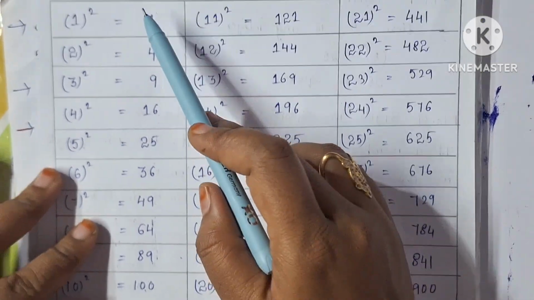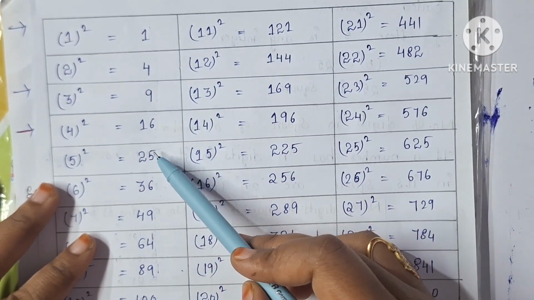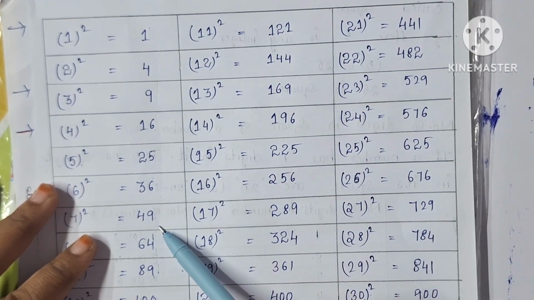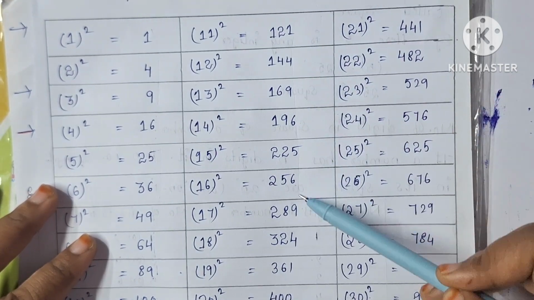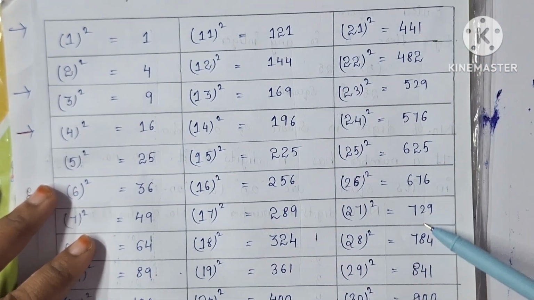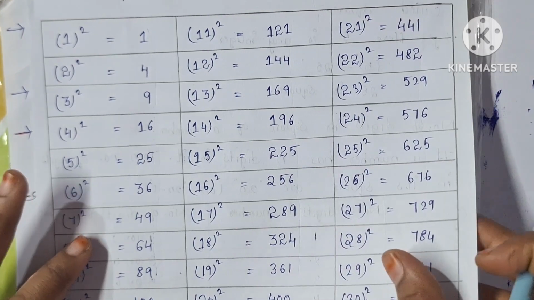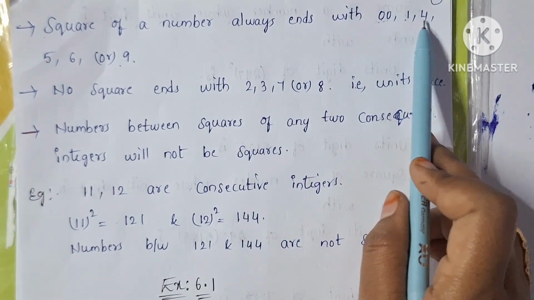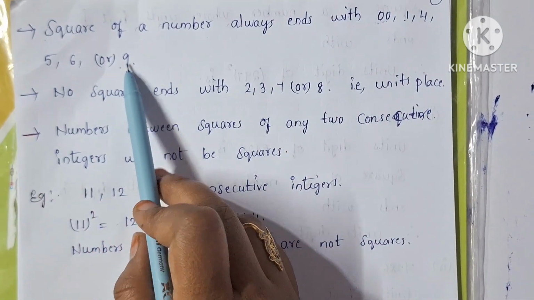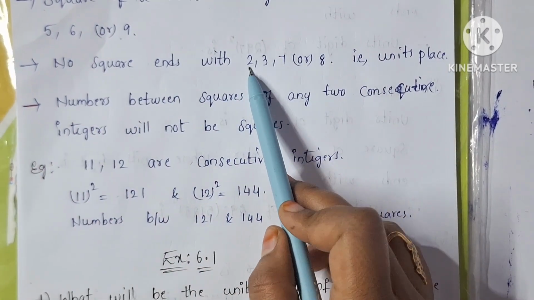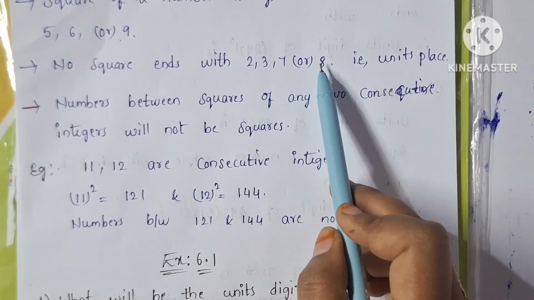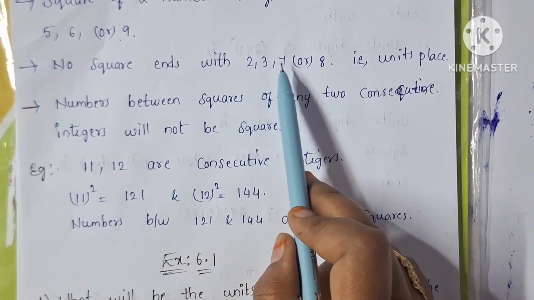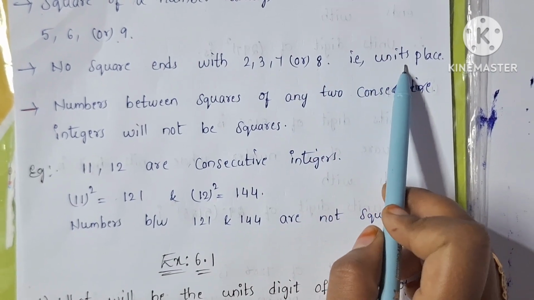2 zeros, or 1 or 4 or 5 or 6 or 9. No other number is repeated. So, what you understand here? See, in this case also, each and every square is going to end with either 2 zeros or 1 or 4 or 5 or 6 or 9. If the number is ending with 2, 3, 7, 8, that means it is not a square. No square ends with 2, 3, 7, 8 in its units place.